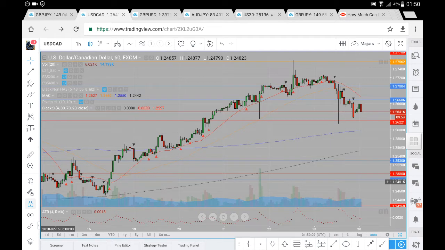So this is USDCAD analysis for Monday the 26th of February. Now let's have a look at what happened with prices and where prices may likely go. Previously we saw this US dollar trending upwards against the CAD.